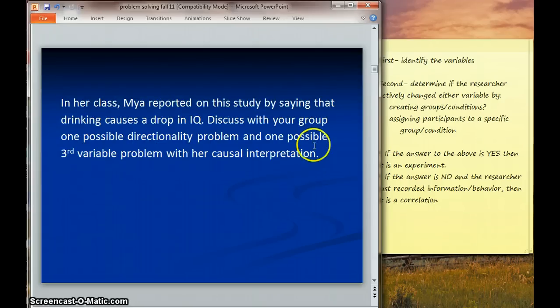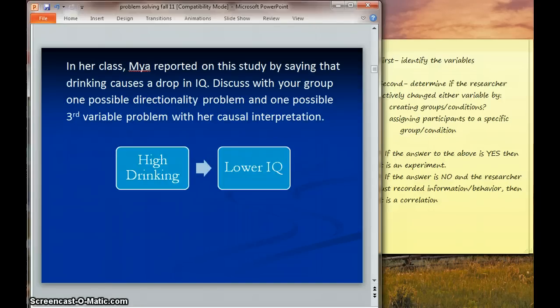Now, had we been in class, I would have asked you to think about the directionality problem that exists here and a possible third variable problem with interpreting that one thing caused another. Hopefully you can see that I added a little thing here. This is for the directionality problem. When we're talking about the directionality problem, we're addressing the fact that we don't really know whether one variable caused the other, or whether it goes in the opposite direction. We don't know which direction that relationship works.